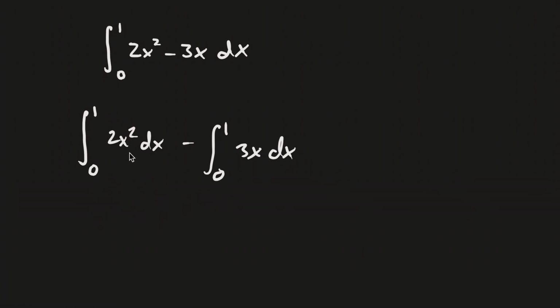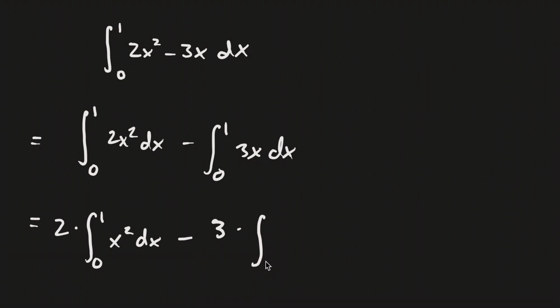So let me actually rewrite it one more time for both of these. This one is going to become 2 times the definite integral evaluated at 0, 1, x squared dx, the 2 is gone now, it's outside, minus 3 times the definite integral, 0 and 1, this is just x dx.